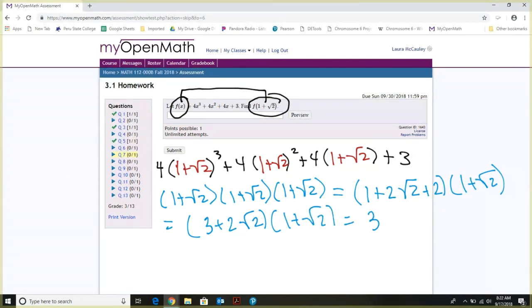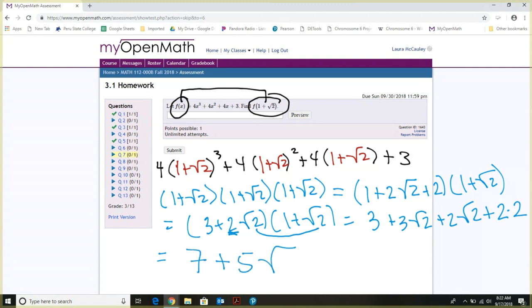3 times 1 is 3. For the outer, I'm going to get 3 square roots of 2. And for the inner, I'm going to get 2 square roots of 2. And for the last, notice I'm going to get 2 times 2. We've got the 2 there, but then when we multiply the square roots of 2 together, we get 2 back. So this cube is actually, let's see, 2 times 2 is 4 plus 3 is 7 plus 5 square root of 2. So I'm just cubing that guy.